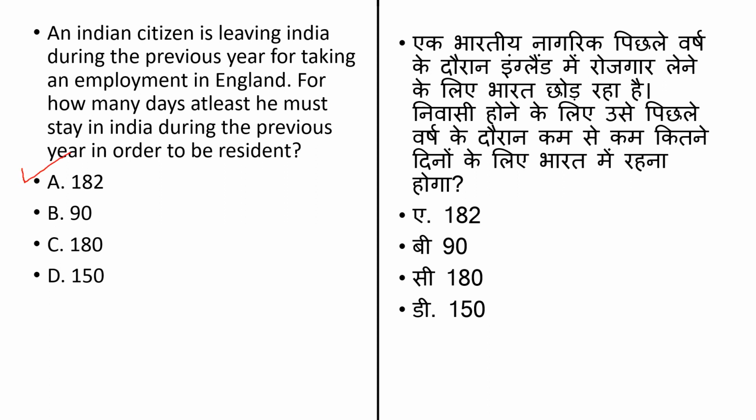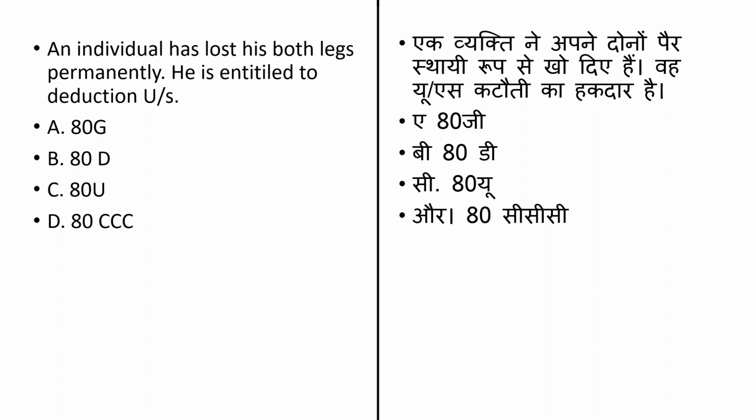The next question here is, an individual has lost both his legs permanently. He is entitled to deduction under which section? The sections given are 80G, 80D, 80U and so on. 80G of the Income Tax Act provides an income tax deduction to the taxpayer on donations made to charitable institutions, specified trusts and certain funds. This deduction is available to all types of persons.